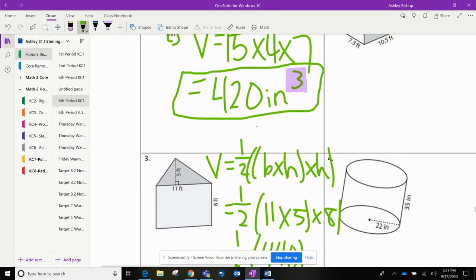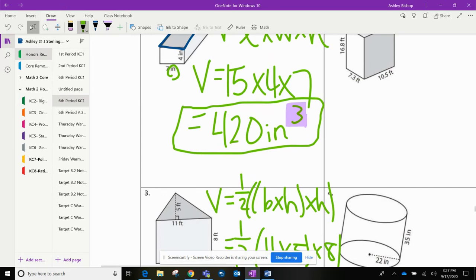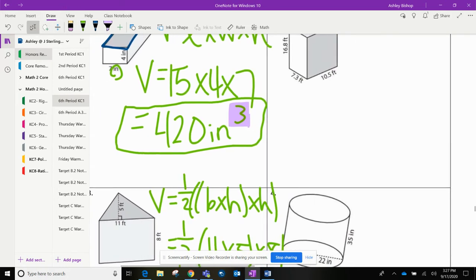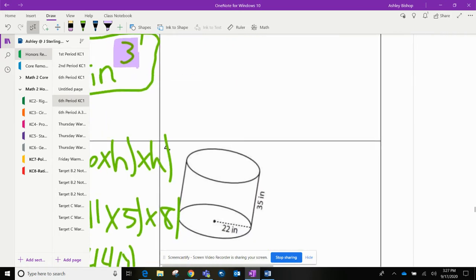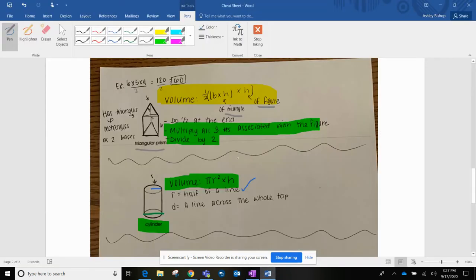Alrighty, and then, so we just did questions 1 and 3. If you have any questions at any time, please pause and ask me. But we're gonna go on to question 4. In question 4, I hope you agree with me that if I match this shape with something here, it's gonna be a cylinder.